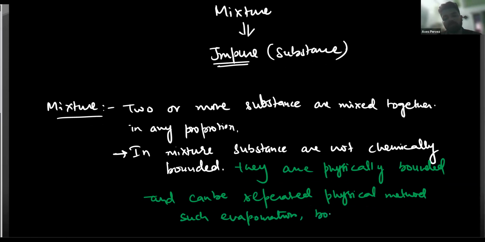Boiling and evaporation are almost the same. Filtration can be used for substances which cannot be dissolved in water. Also sublimation, centrifugation, decantation. There can be several other methods. So mixtures can be separated by physical methods. Got it?